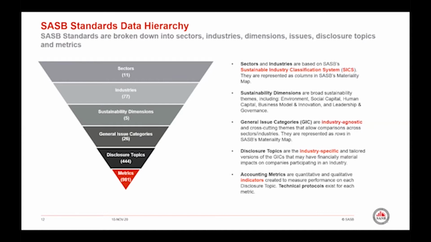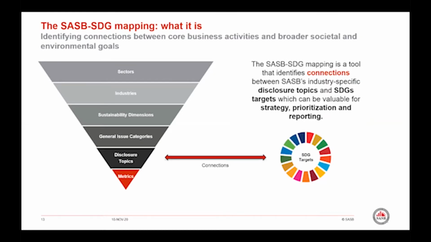It is important to have this structure in mind because the mapping effort that we conducted happens at the disclosure topic level. And I mentioned before that we mapped at the SDG target level, but it's important to understand that what we mapped on the SASB side is those industry-specific disclosure topics that are a key element of the SASB standards. They bring the industry-specific nature of ESG factors into play, and that's exactly what we mapped to the SDG targets.